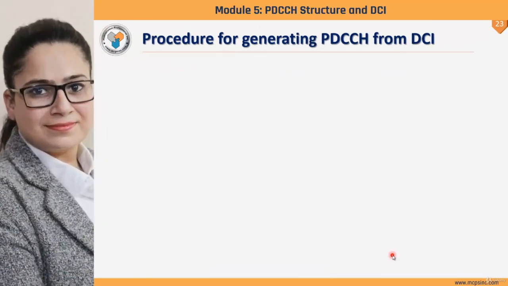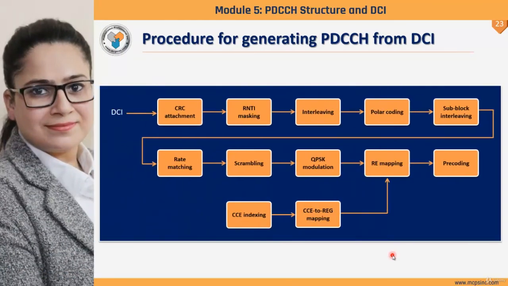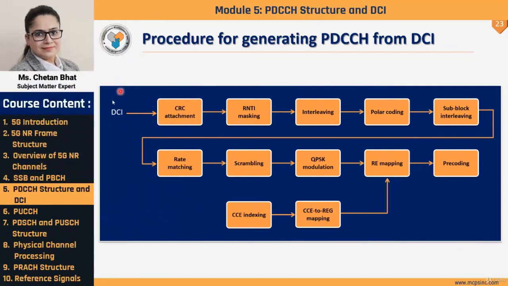Okay, now the procedure for generating the PDCCH from the DCI. Here we have the downlink control information, let's say about the user's resource allocation for the uplink direction. Then a CRC, or cyclic redundancy check, is attached. Then this information is with respect to a particular user, so its RNTI is masked. Then interleaving is done, and for control signaling we are using polar codes in 5G.